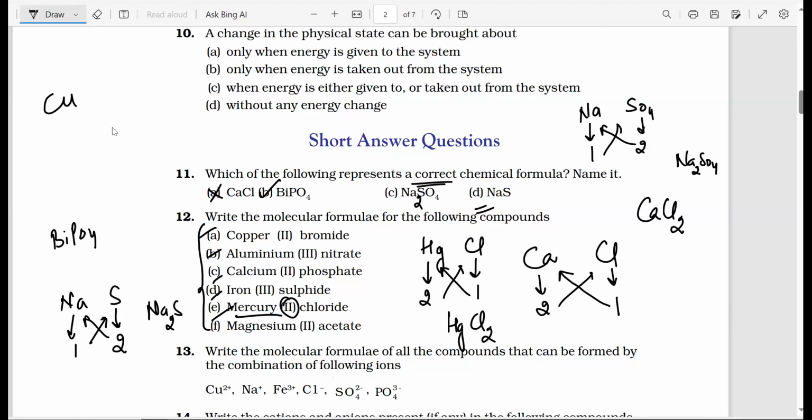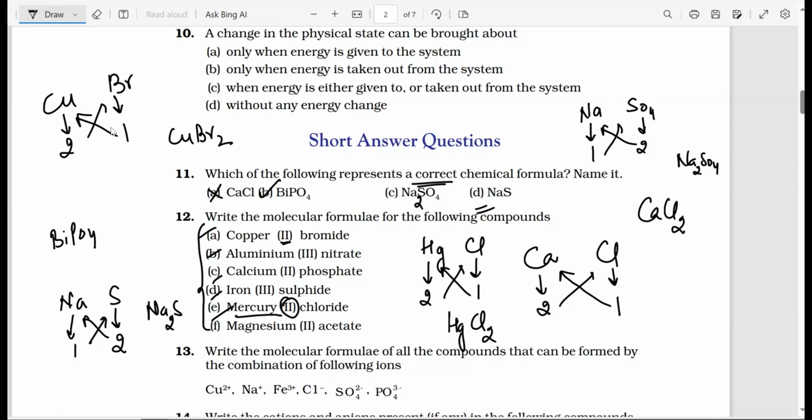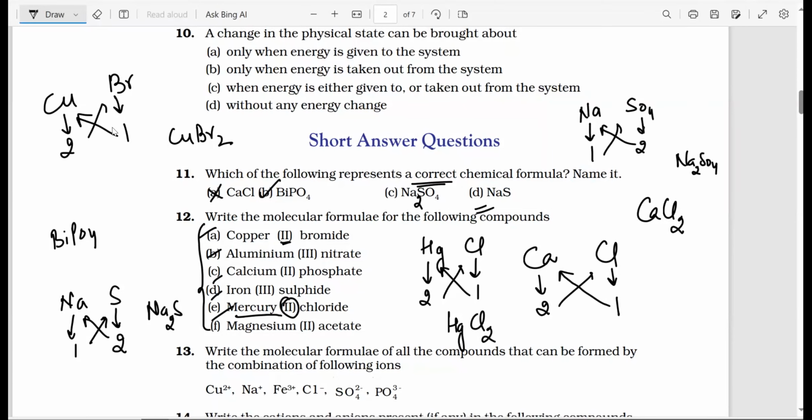Copper is written here as 2, so you take copper as 2 and bromide is Br. Its valency is 1. You cross multiply, you will get CuBr2. 1 we don't write, okay? Okay. What is the formula of aluminium nitrate?